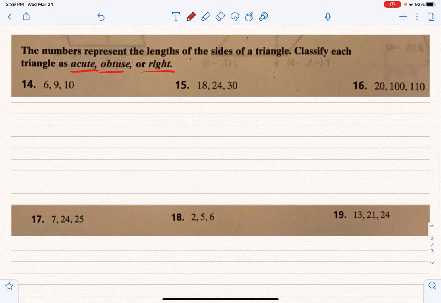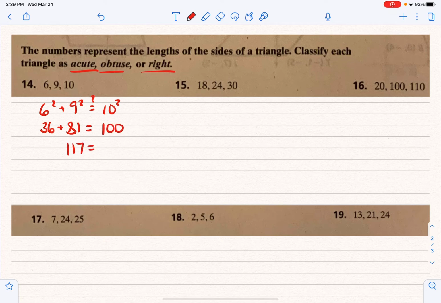So let's start with the 6, 9, and 10. So I'd say 6 squared plus 9 squared has got to be equal to 10 squared. And really, it's a kind of a question mark. Is it equal to 10 squared? Well, that would be 36 plus 81 is equal to 100. But 36 and 81 is 117. And so it's not equal to 100.